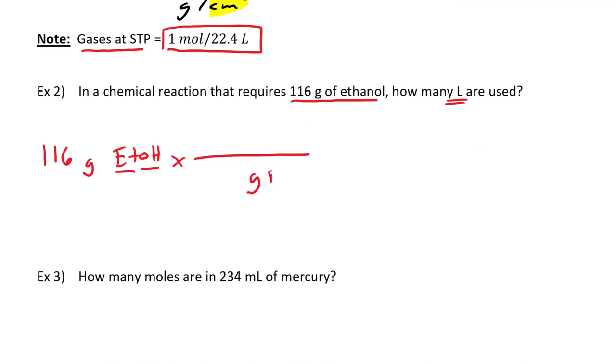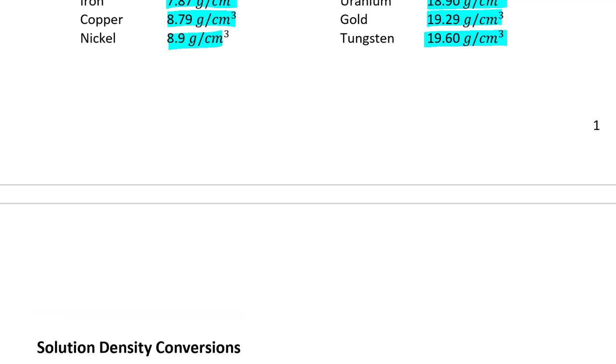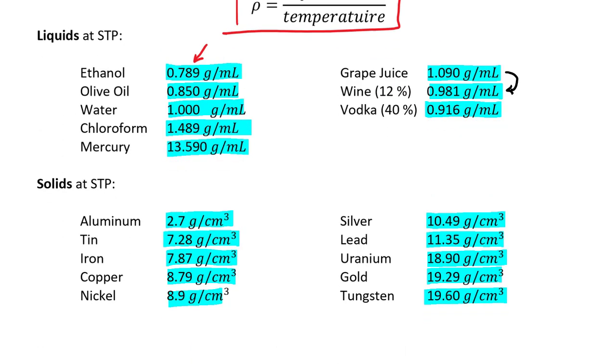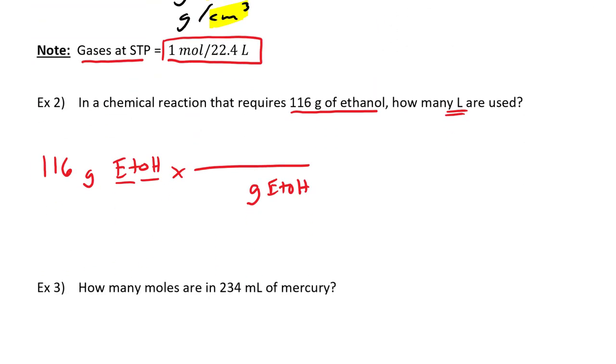Grams of ethanol. Let's go to our chart to see what ethanol was. Ethanol, right here, 0.789 grams per mL. 0.789 grams per 1 milliliter. Again, this is your density of ethanol.